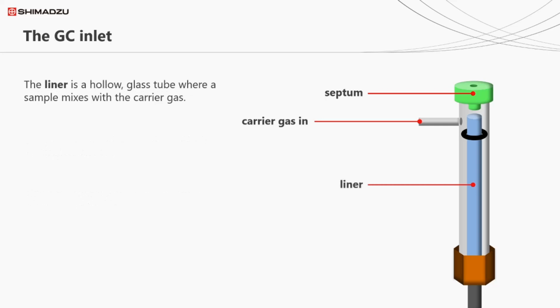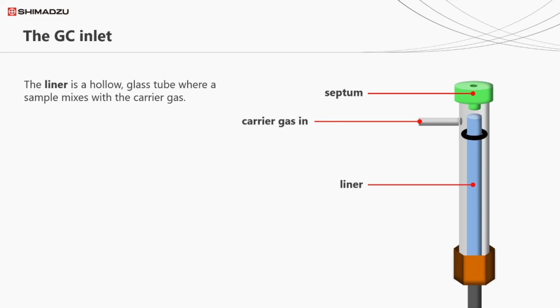Inside the inlet sits a hollow glass tube called a liner or insert. The liner is one of the most important parts of the inlet, as it's where the sample is rapidly vaporised from a liquid to a gas. It's also where it then mixes with the carrier gas. Often the glass tube will have a small plug of glass wool inside, so that when the liquid is injected, it coats the wool to create a large surface area. This helps to speed up the vaporization and mixing to give the best possible peak shape.